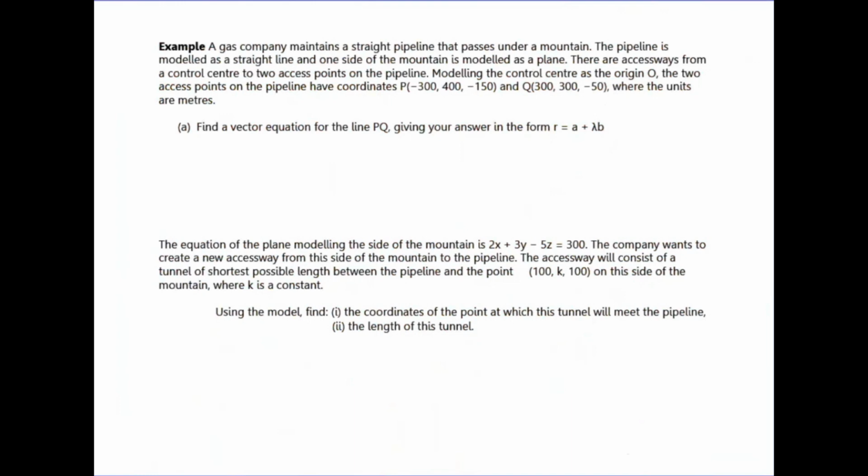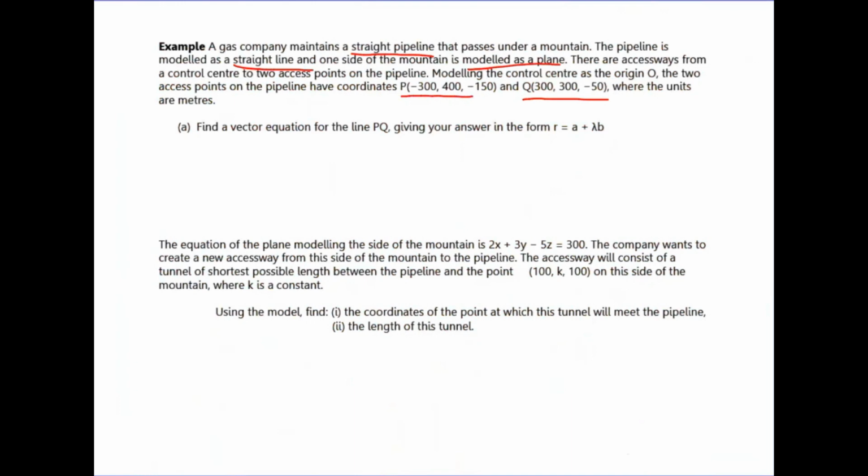So we've got a gas company that maintains a straight pipeline. I'm immediately thinking, right, this is an equation of a straight line that passes under a mountain. The pipeline is modeled as a straight line, and one side of the mountain is modeled as a plane. So this time we've got a line and a plane. It says there are access ways from a control center to two access points on the pipeline. The control center is the origin, and the two access points have these coordinates, P and Q. It wants us to find the vector equation for the line PQ.